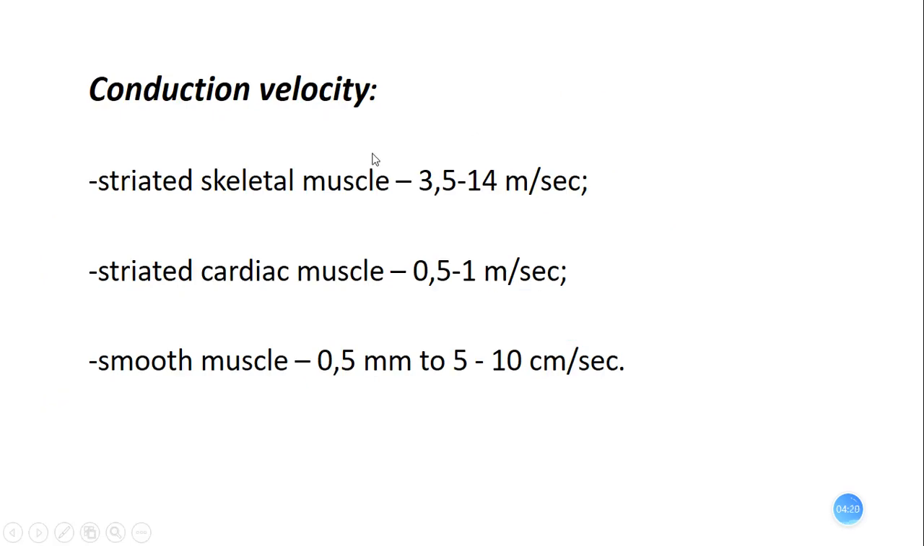And here we have the conduction velocity in different muscle tissues. In the skeletal muscles it's 3.5 to 14 meters per second. It's very, very quick. And then you have striated cardiac muscle. Its impulse conduction velocity is 0.5 to 1 meter per second. And then smooth muscle is 0.5 millimeter to 5 to 10 centimeters per second.